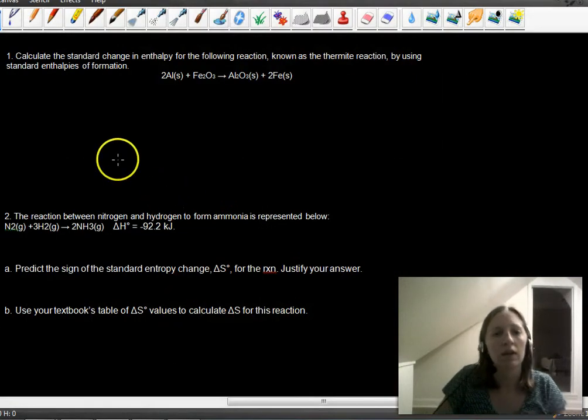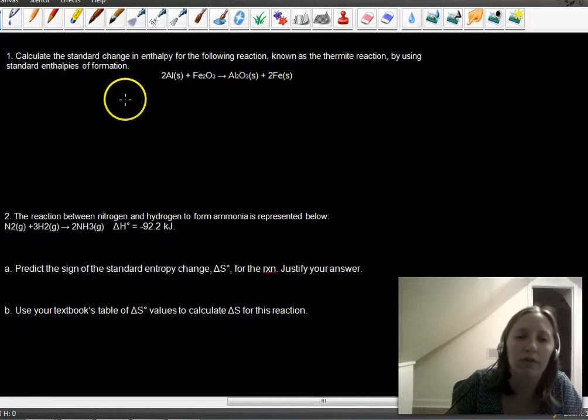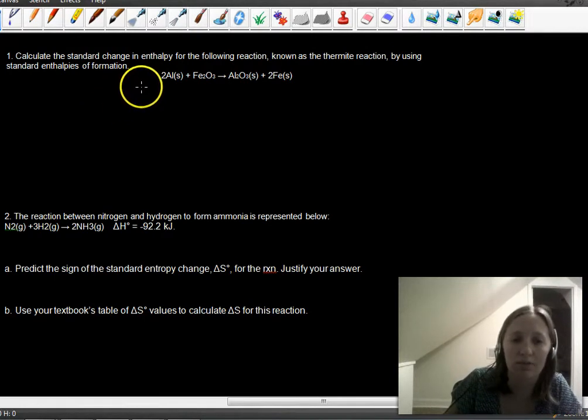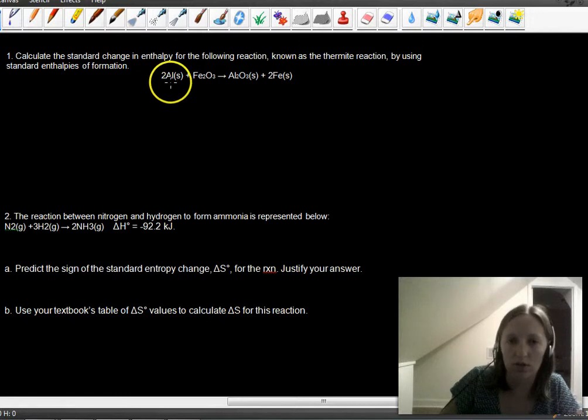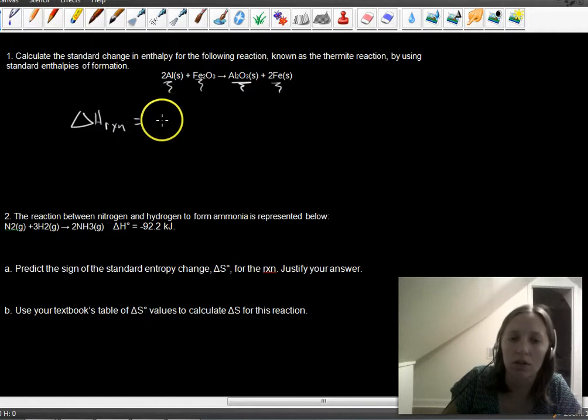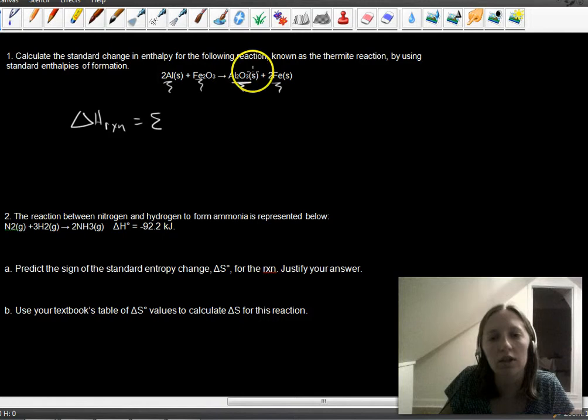here we go. Calculate the standard change in enthalpy for the following reaction, known as the thermite reaction, by using standard enthalpies of formation. So what you're going to do is add up the enthalpies for your products, and then add up the enthalpies for your reactants, and subtract the latter from the former. So the delta H for this reaction is equal to the sum of, let's see, the aluminum oxide.